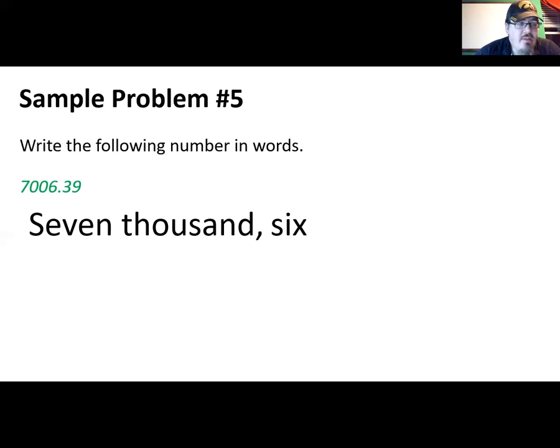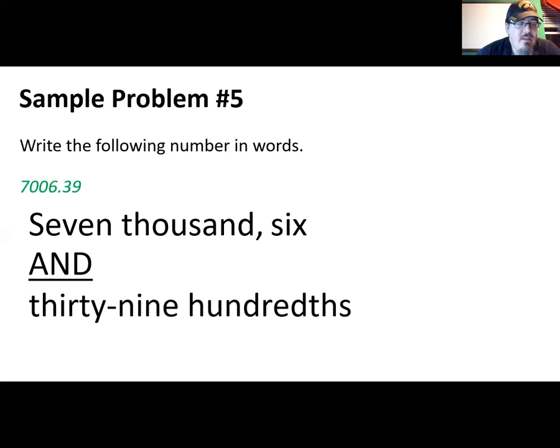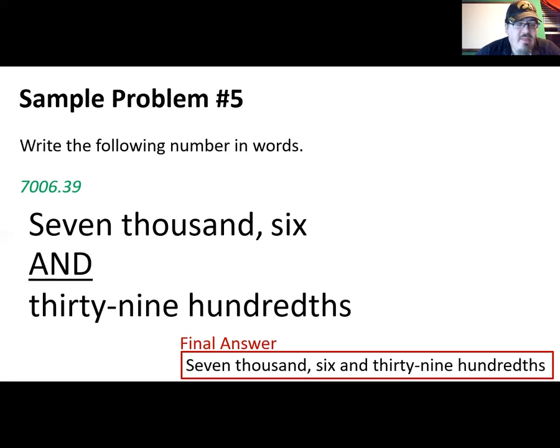Again, the key word in this situation is the word "and," because that represents the decimal point. So now that I've got the "and" in there, I focus on the digits that come after. It's 39, and the 9 is in the hundredths column. So I simply write out the number, 39, and then hundredths. And there we go, 7,006 and 39 hundredths.